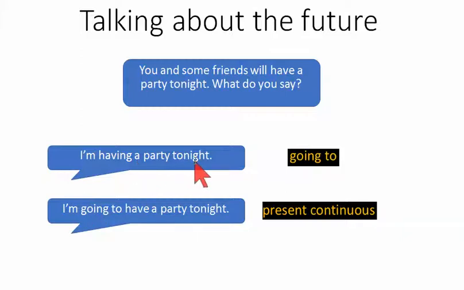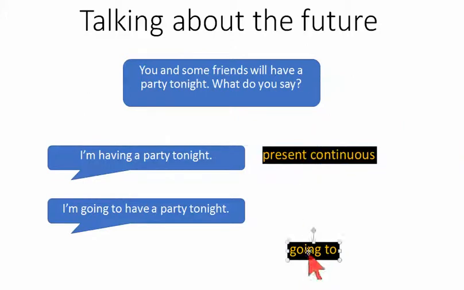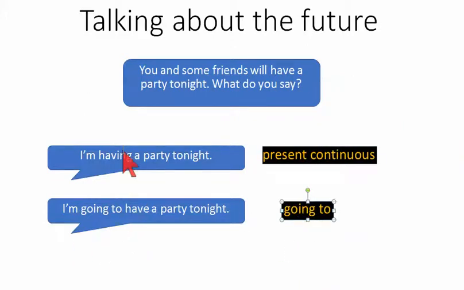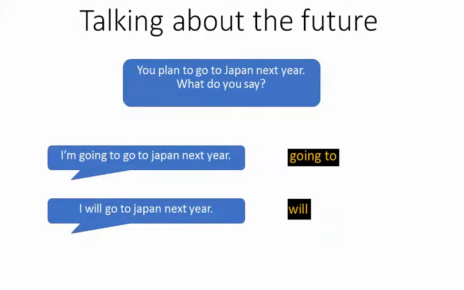I'm having a party tonight, because some friends and you have arranged to have a party, so that's what you're going to do. I am having. Oh, I've got to change those around, haven't I? Oops. Present continuous. Planning to go to Japan next year? It's not will, that would be a prediction, so it's going to. I'm going to Japan next year would be the best.